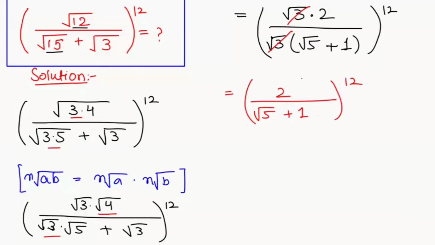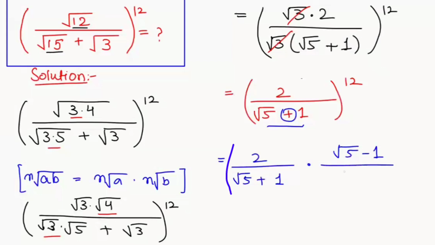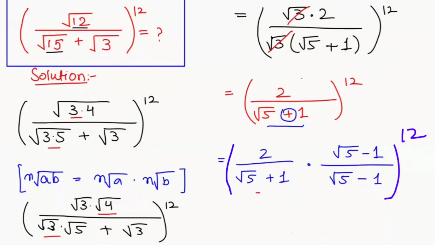In the next step, I am going to rationalize the denominator by multiplying and dividing by changing the sign. 2 over root of 5 plus root of 1, I am going to write the same. Now I am going to multiply this denominator by changing the sign and divide by the same denominator with the sign changed. Now next here, I will apply the algebraic identity, that is a square minus b square can be written as a minus b times a plus b.